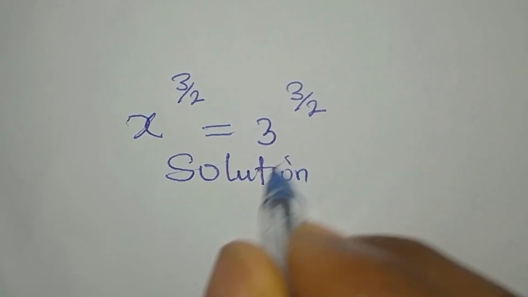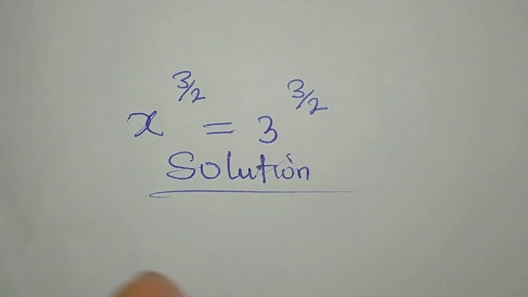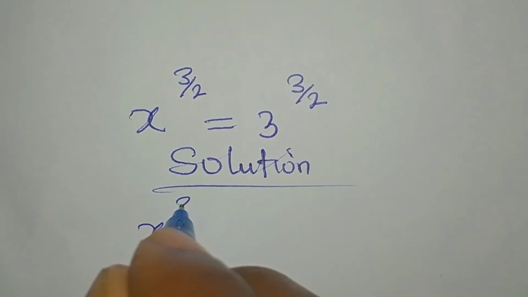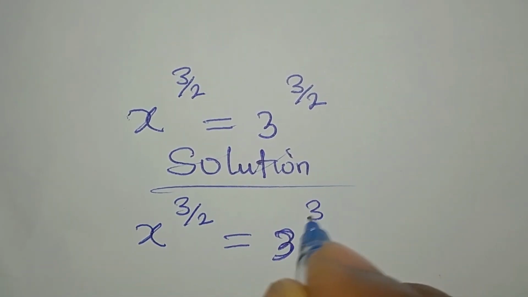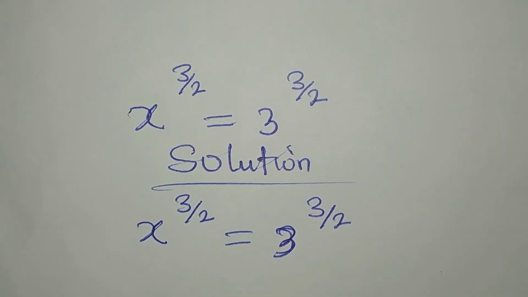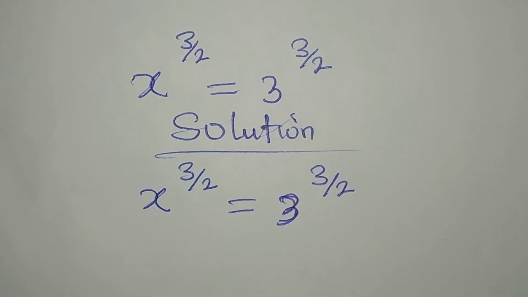Let's provide the solution to this problem. x to the power of 3 over 2 equals 3 to the power of 3 over 2. Now we want to find the complete solution to this problem.